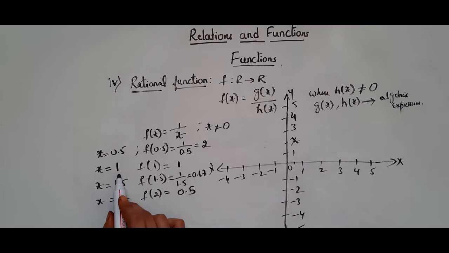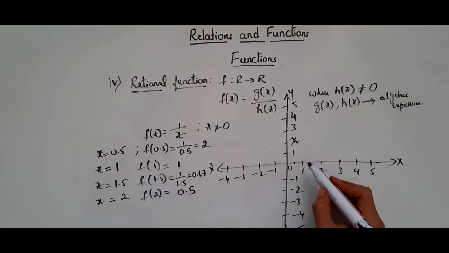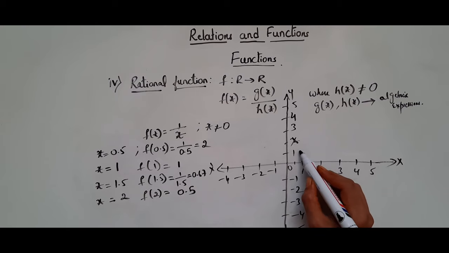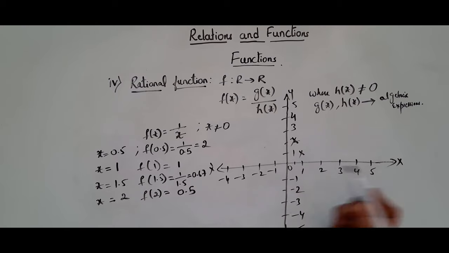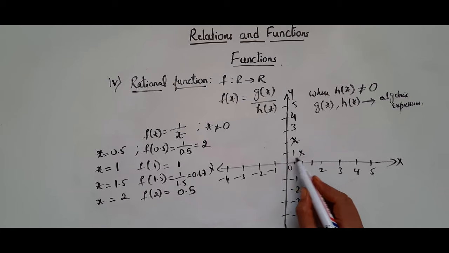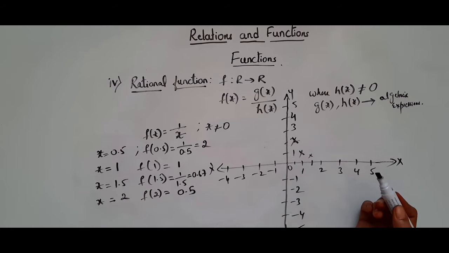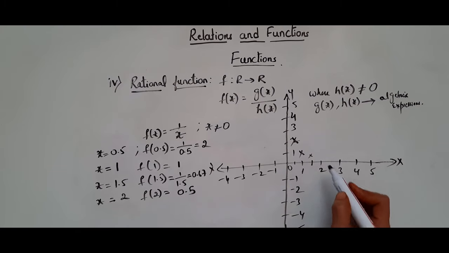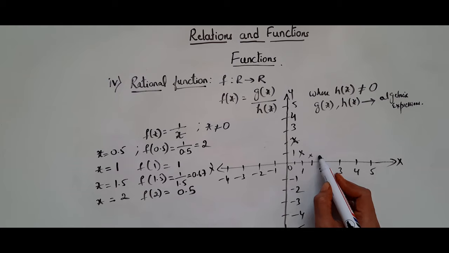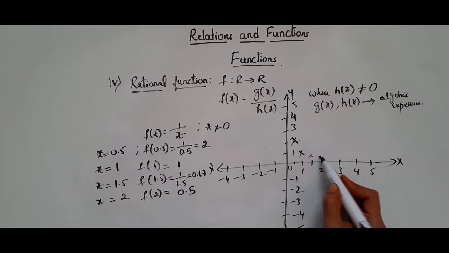Similarly, when x is 1, f of 1 is 1. When x is 1.5, your y is 0.67. So when x is 1.5, this y is 0.67. So somewhere here, right? So when x is 2, your y value is 0.5. When x is 2, y is 0.5. It's like this, somewhere here.